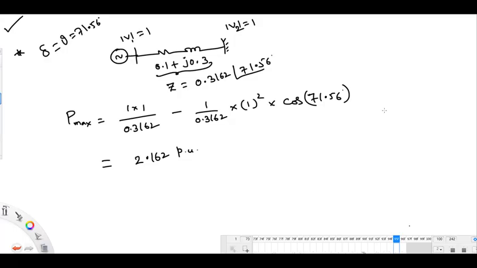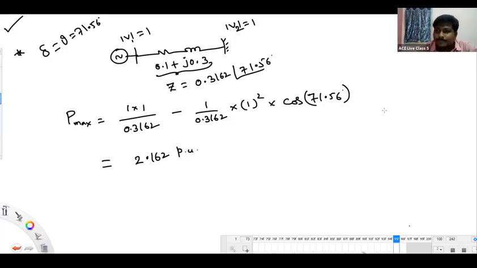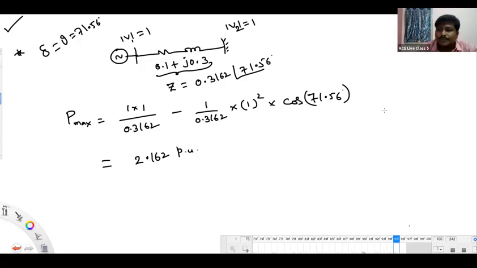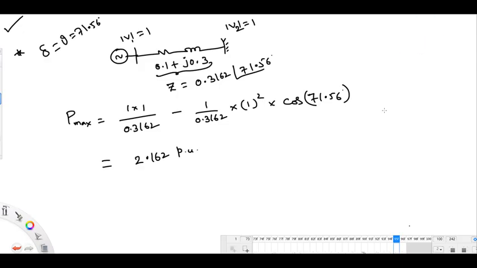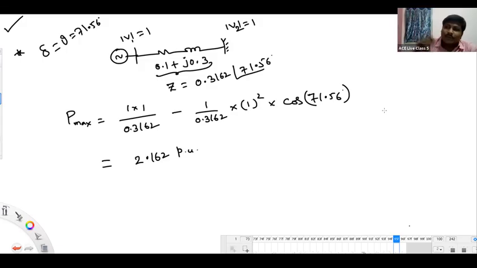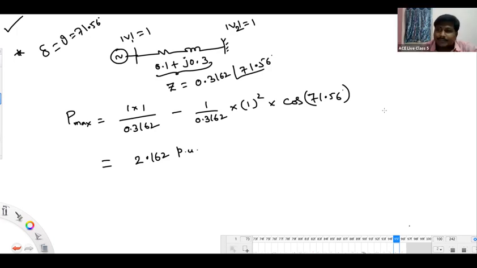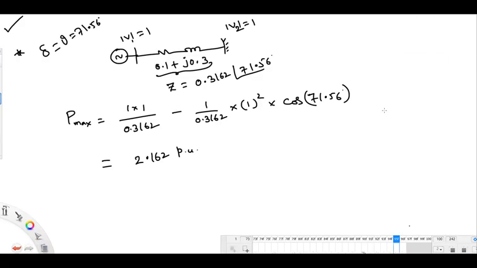For example, power flow is 50 megawatt, Pmax is 120. Then what is stability margin? 120 minus 50, that is 70. Power flow is 50 only, but Pmax I increased to 150. So margin will increase, stability margin was increased to 100. Okay, sir, I understood. Thank you, sir.